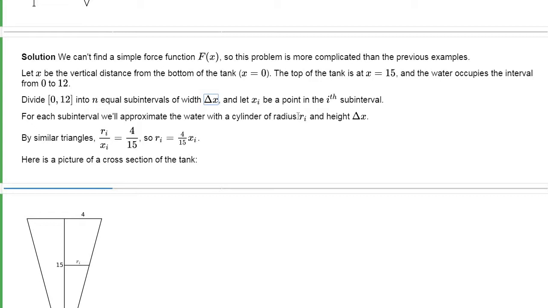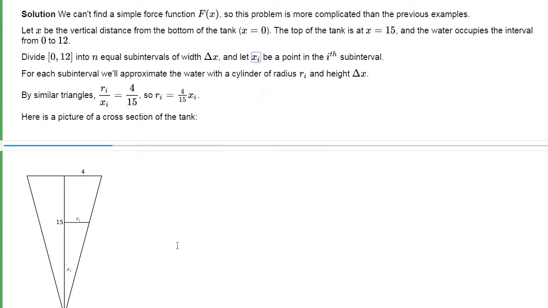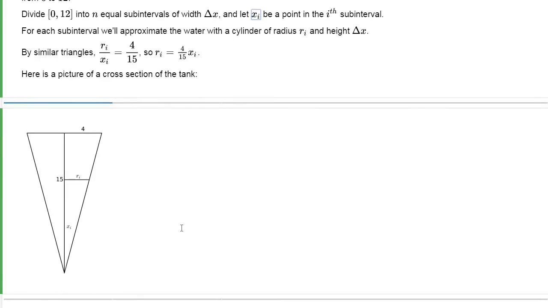We're going to choose a point in the ith subinterval. For that subinterval, we're going to approximate the water in that subinterval with a cylinder of radius r sub i. Now really it's not a cylinder, it's a frustum of a cone. I'm not going to worry about getting the shape exactly right, it's more complicated than I need to be. I think as we take the limit as n goes to infinity, this cylinder will be a good enough approximation.